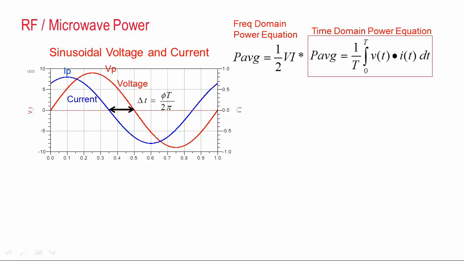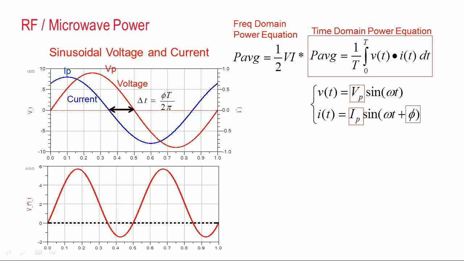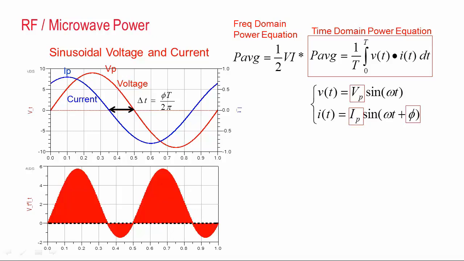Here I'm showing a set of sinusoidal voltage and current waveforms in the time domain, and each of these can be described simply by sine wave equations with an amplitude offset and a phase offset. We can obtain the average power from this by multiplying these waveforms together and calculating the area under the resulting curve, and then dividing by the time.